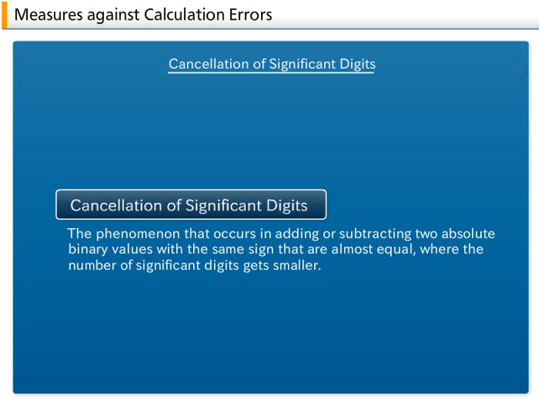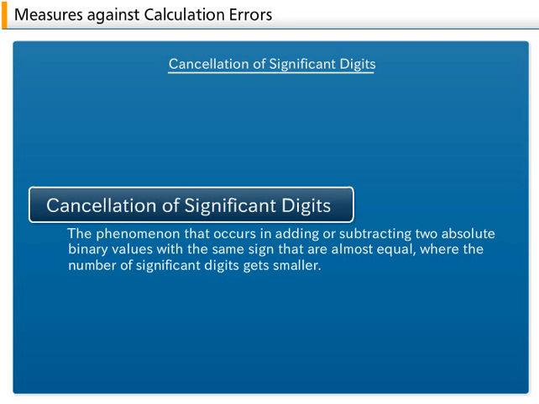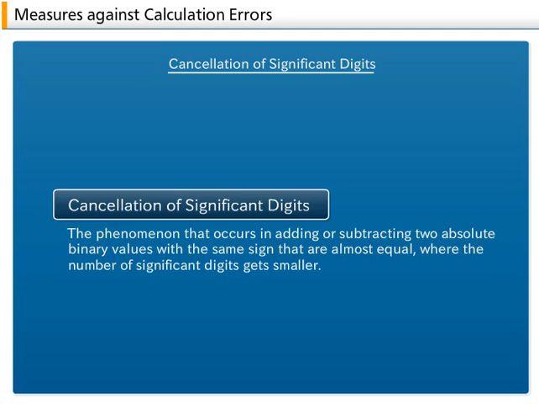4. Cancellation of significant digits. Cancellation of significant digits refers to the phenomenon that occurs in adding or subtracting two absolute binary values with the same sign that are almost equal, where the number of significant digits gets smaller.